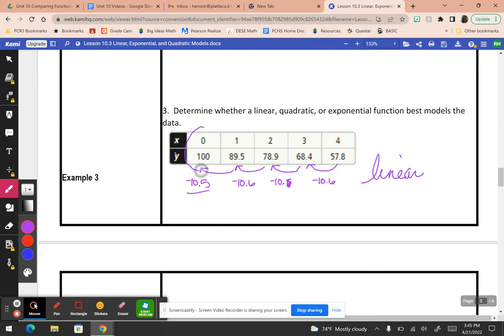So again, we're going to call this good, and this is going to be linear, all right? If you wanted to write an equation, here's your b, right? Here's your slope, your m. So I've got y equals negative 10.6x plus 100 as my equation.